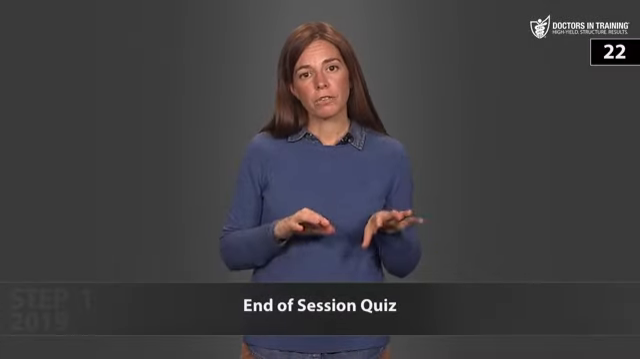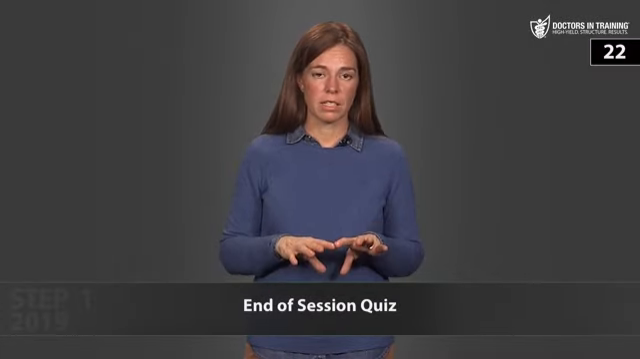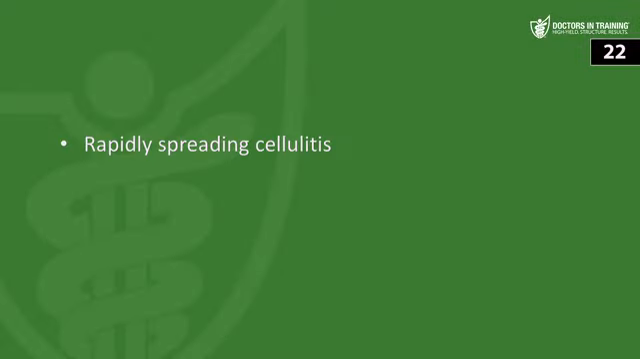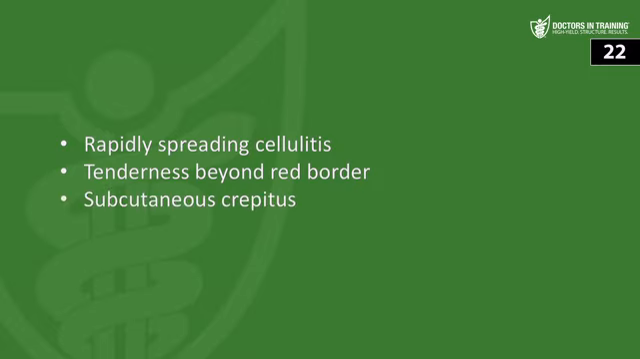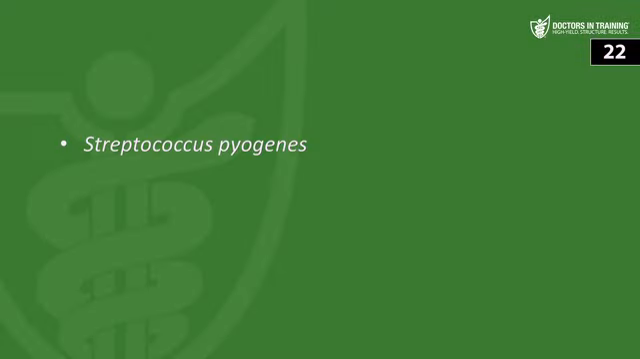What are some of the hallmark features of necrotizing fasciitis? The features are rapidly spreading cellulitis, and cellulitis that has tenderness beyond the red border, indicating an underlying fascial infection, and then subcutaneous crepitus. And what organism causes this infection? It's either Strep pyogenes, group A strep, or an anaerobic bacteria.